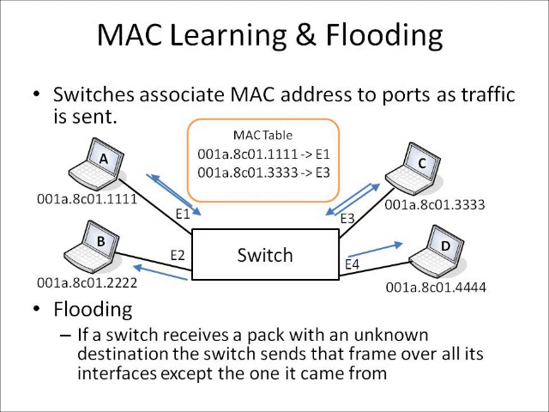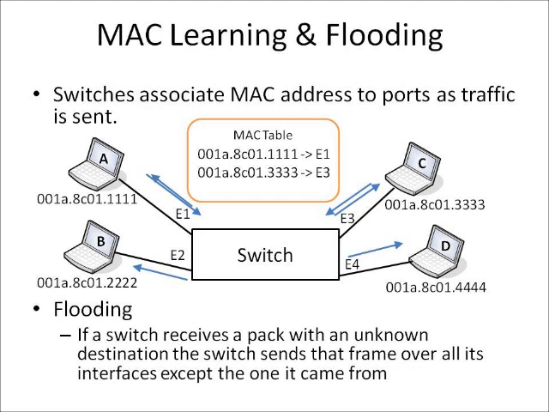Now, when the switch sends it out E3, it actually will get received by device C. Assuming that device C is going to respond back to device A, it will craft an Ethernet frame with a destination MAC address of 001A.8C01.1111, with a source address of 001A.8C01.3333. It sends that frame out, the switch receives it, and says, aha, I now know where 001A.8C01.3333 is. It's out port E3.